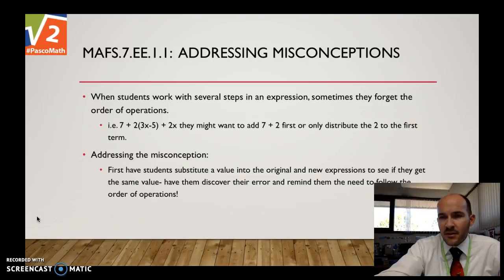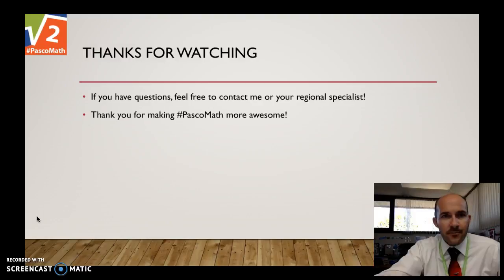What do you get in the original expression? Now what do you get in the final expression? And once they realize they're different, but yet they should be equivalent expressions, it just puts it on them to figure out their own error, which is really cool.